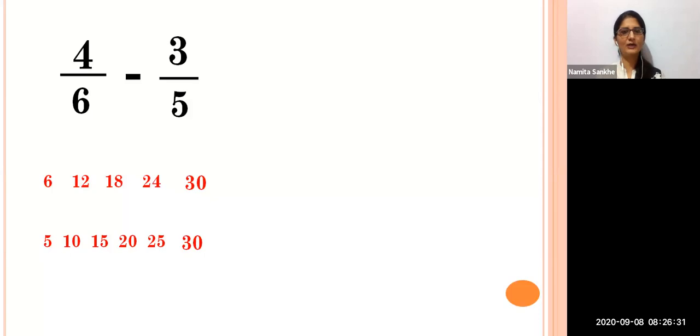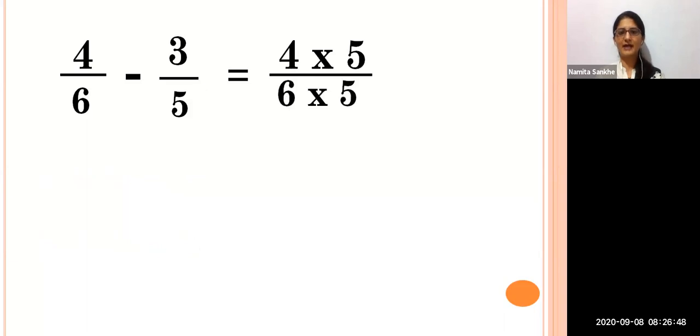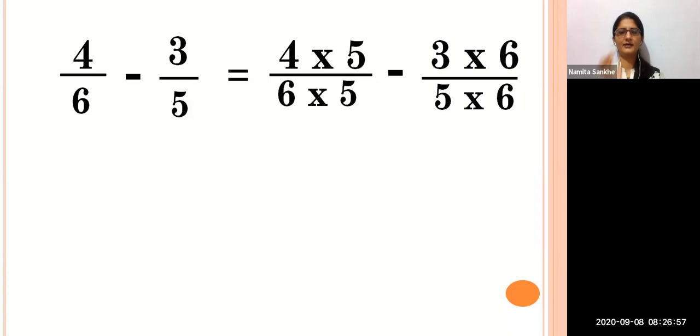So 30 is the smallest common multiple, so we will use it in our example. We have to create a common denominator that is equal to 30. So we need to multiply the first fraction by 5, and the second fraction by 6, so that it will create a common denominator. We saw that the smallest common multiple in the two sets was 30. That's why we multiplied by 5 and 6 respectively.